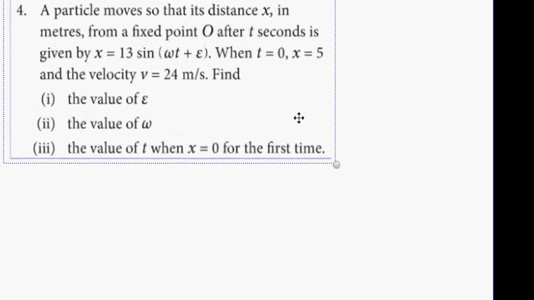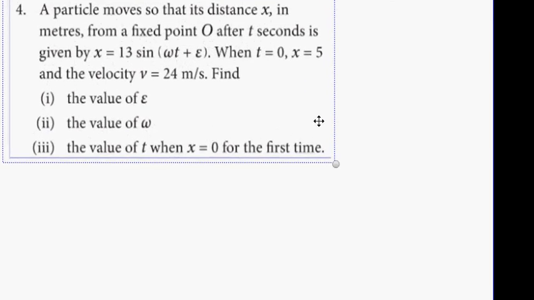Starts at the center, right? So, the question: a particle moves so its distance x in meters from a fixed point O after t seconds is given by x equals 13 sine(ωt + e). Now, the ωt plus e, anybody?